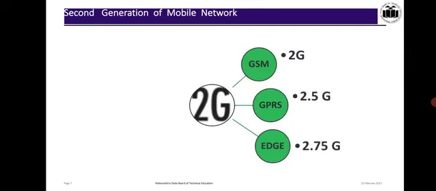The second generation of mobile network. In the second generation, digital signals are used for voice transmission and it is based on GSM, the Global System for Mobile Communication. The 2G has add-ons with some technology and becomes 2.5G, with the technology called GPRS, General Packet Radio Service. Again, add-ons are there and the revolution is 2.75G, and the technology used is EDGE, Enhanced Data rates for GSM Evolution.